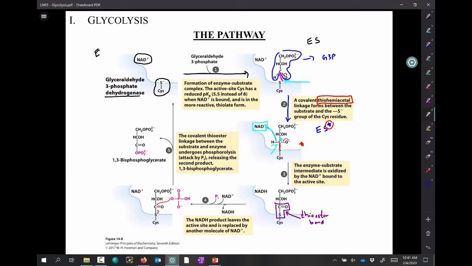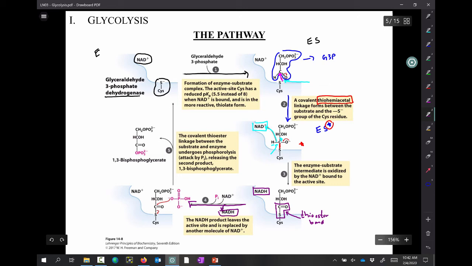So it has a high potential energy, right? And it was formed, notice, by the redox reaction. In other words, the redox reaction allowed for the formation of this high potential energy bond, the thioester bond. Now we've got energy stored in that bond. Notice now that NADH has been made, and we're going to go in this direction. NADH is going to be released.